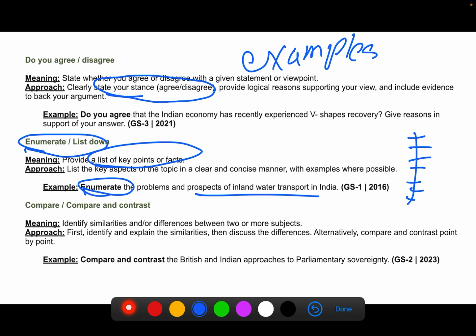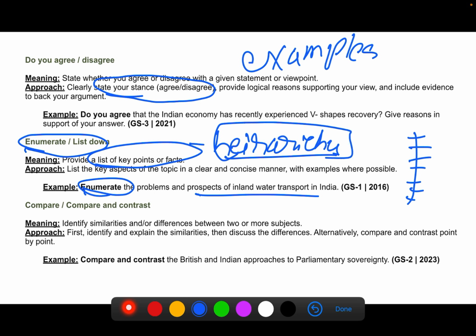When specifically asked to enumerate the problems, or enumerate the significance of Indian Panchayati Raj, we need to jot down a detailed, structured list of aspects. Here, the main focus is on the list of key points, and it is important that we present the points in a hierarchical fashion. This is very important when we are addressing enumerate.